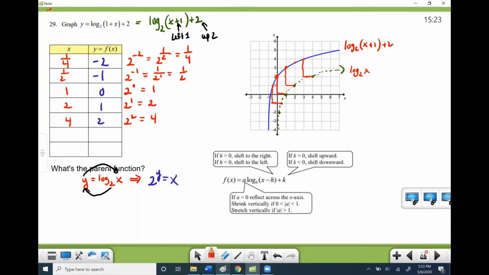So you got to figure out, well, how do I shift that parent function? Okay, this one's the one that's lying, so instead of right 1, it's left 1. This is the one that's telling the truth, so I'm going to go up 2. So I'm going to go left 1, up 2, left 1, up 2 with every single point on that green graph. And bam, I got my final answer.